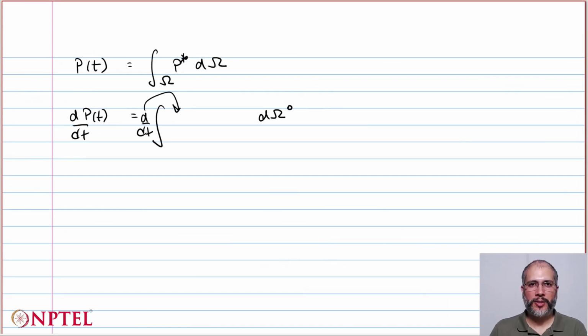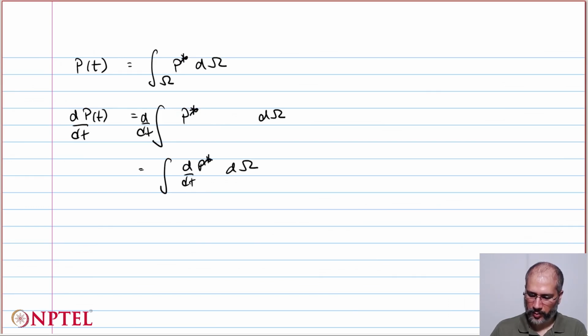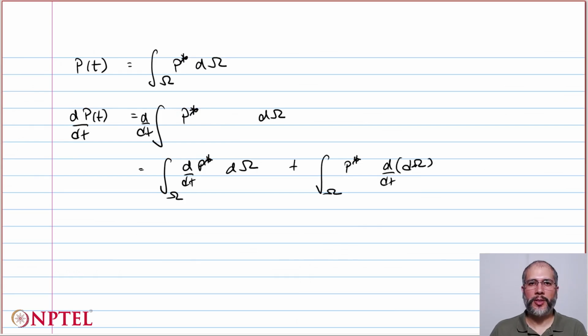But that is not really necessary, because we can keep this on d omega. So this still stays P star. And then we write this as the integral of d by dt of P star times d omega plus an integral over omega of P star times d by dt of d omega. Because in this case, our omega is also changing with time.